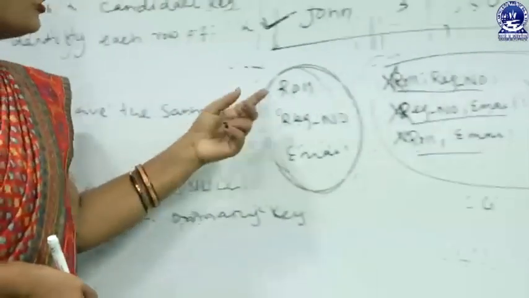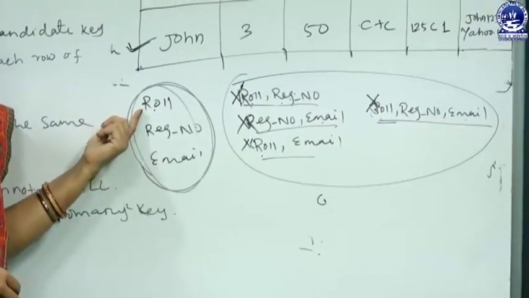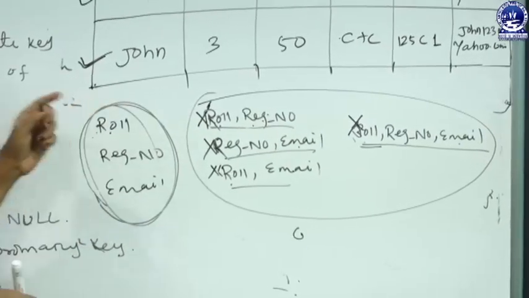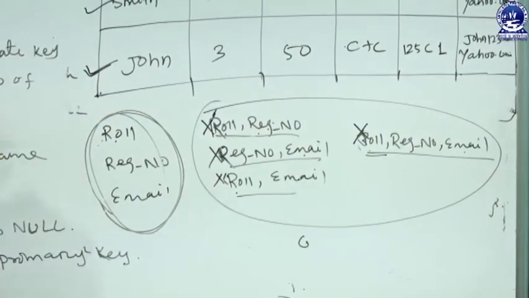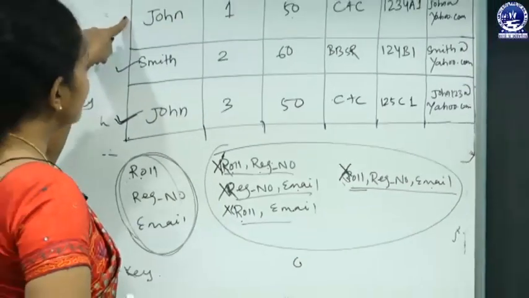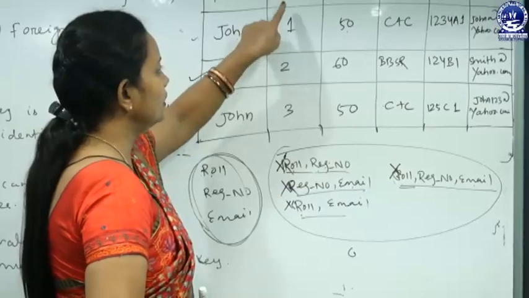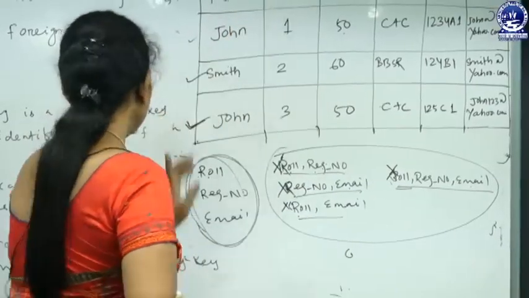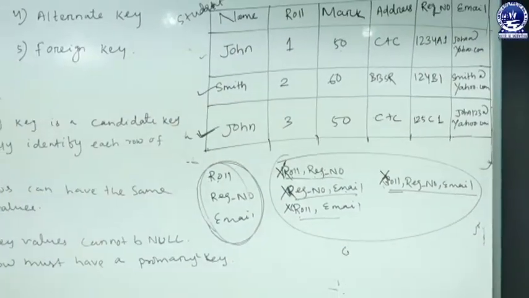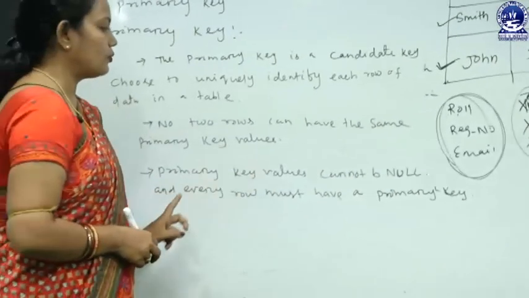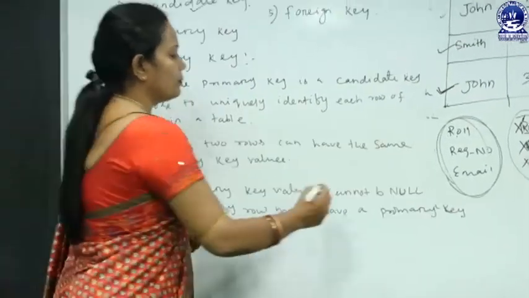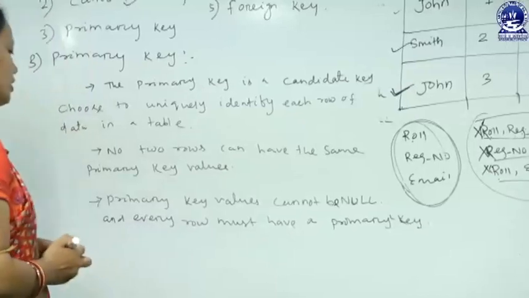That means if we choose roll number as the primary key among these candidate keys, then it says no two rows, that means tuple 1 and tuple 2, cannot have the same value for the roll attribute. Okay. Then next point, primary key value cannot be null.